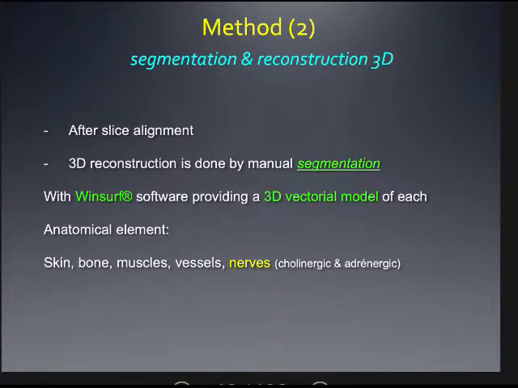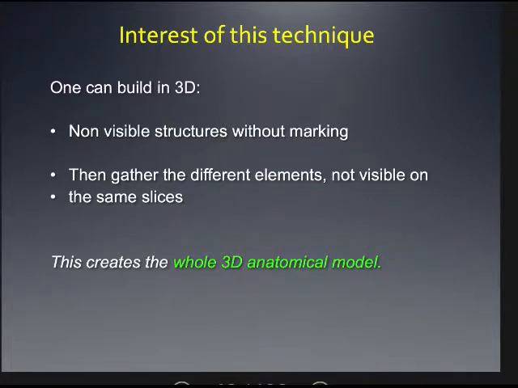Skin, bone, muscle, nerves, cholinergic and adrenergic nerve. And then what happens? We can gather the different 3D reconstruction elements together to create the whole anatomical model. These elements are not visible on the same slices.